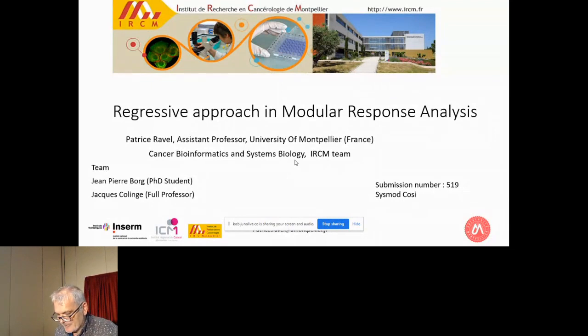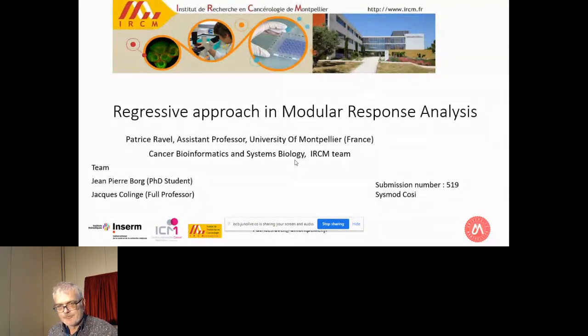So the purpose of this presentation is a regressive approach in modular response analysis. This work has been realized in the laboratory of cancer bioinformatics and system biology of IRCM in Montpellier University. The team was composed of Jean-Pierre Borg, who is a PhD student, and Professor Jacques Colinge, who is the leader of the team. And Montpellier is a big city located in the south of France, close to Marseille.